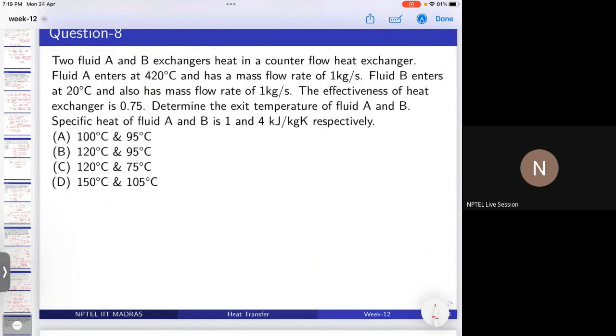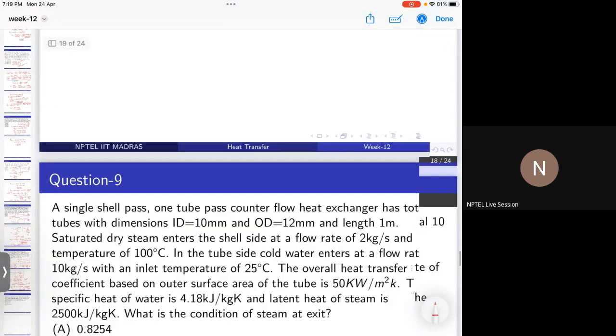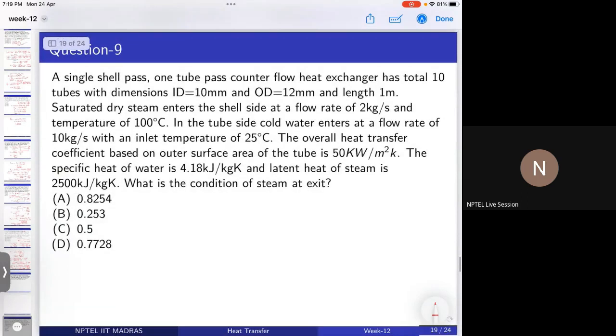Now we will move on to the next question. We will skip this question because it is of a similar kind. So we will go to the ninth question, and then at last we will solve the rest.